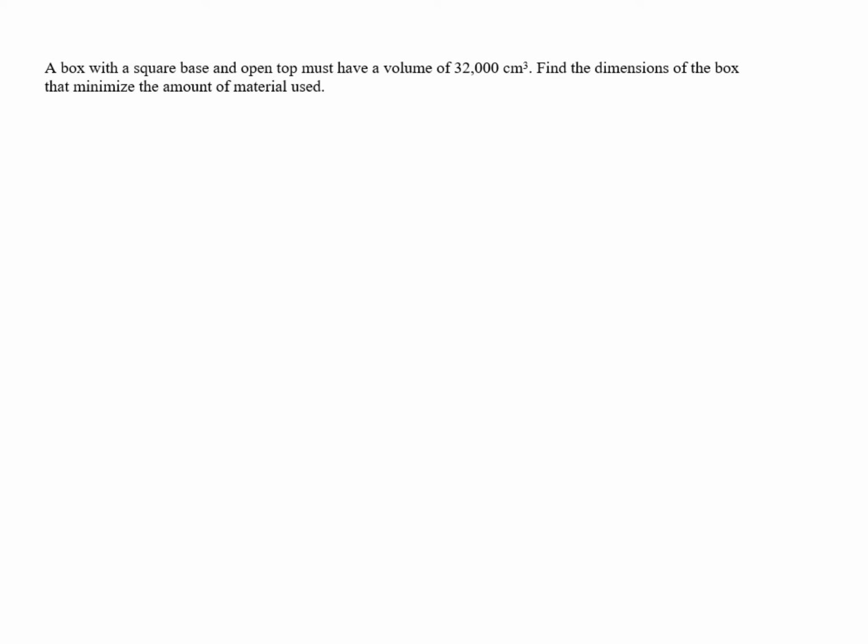And in particular, we're told that we need to have a box with a square base and an open top. So we have some sort of a box. And let's see, I'm going to do my best to draw this box. We've got a square base and an open top. So it's got some sort of a height h, and then we can call the width w. And since it's a square base, all of the sides of the width are w.